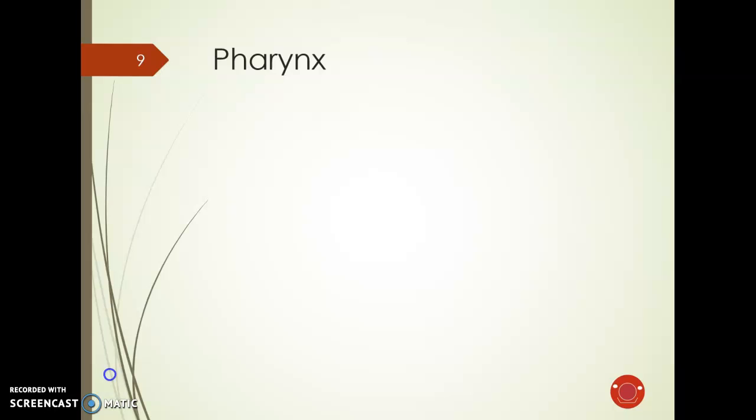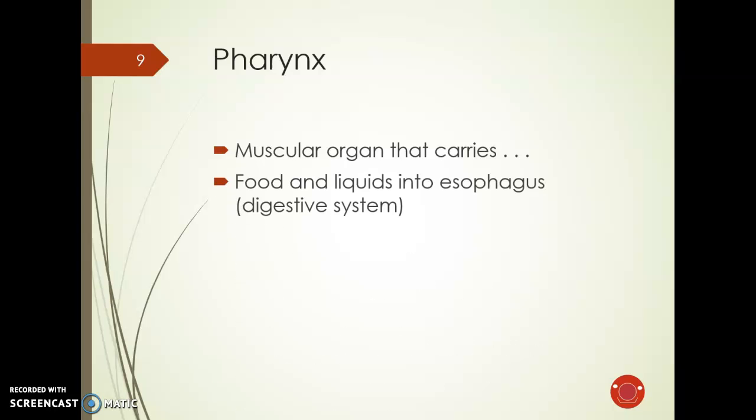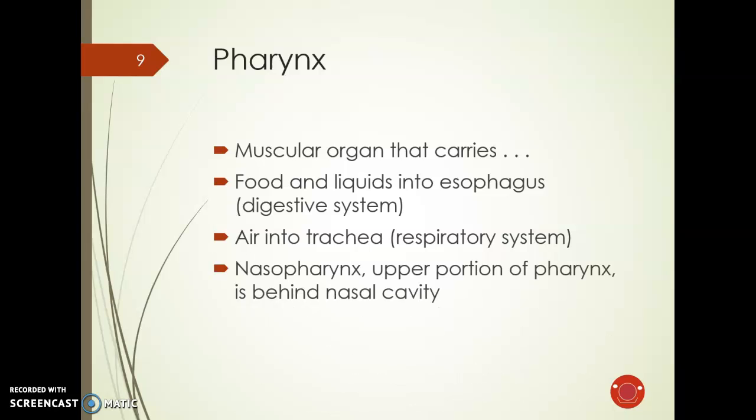So after oxygen and air goes through the nasal cavity, it will travel to the pharynx, which is common between the respiratory system and the digestive system, commonly known as your throat. So that is a muscular organ, and it carries food and liquids down into the esophagus for the digestive system, and then it carries air into the trachea in the respiratory system. And it has a couple of parts.